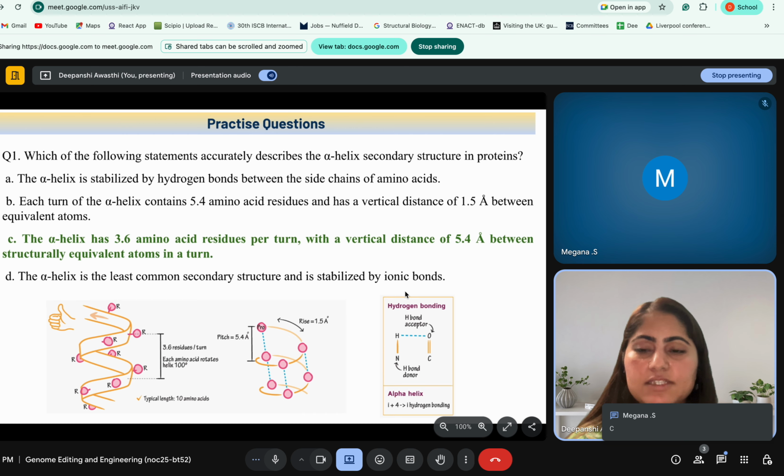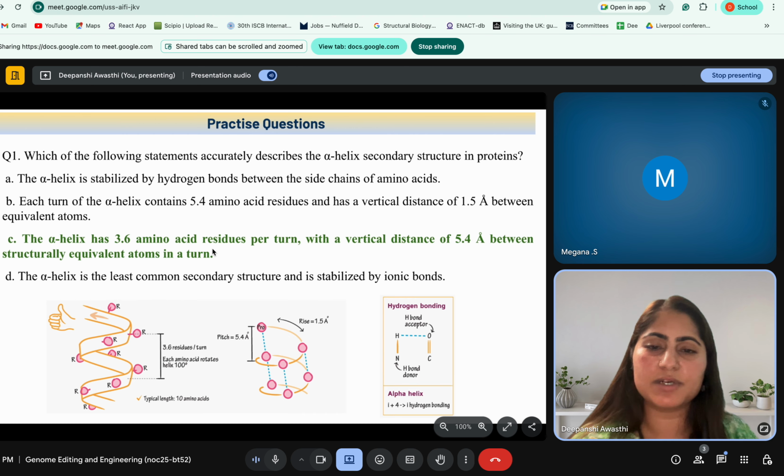Okay, so yes, you are right, because we have already seen that the alpha helix has 3.6 amino acids per turn and the pitch is 5.4 angstrom. Yeah, and this is the structure which shows it.